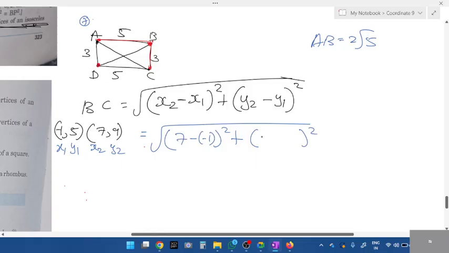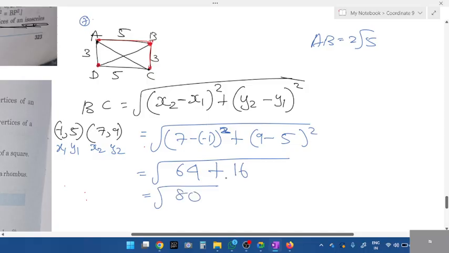Next. Next one. How much is 7 plus 1? How much is 7 plus 1? How much is 8 square? Tell me the direct answer for the next one. 64 plus 16 is 80. Factorize 80. Be quick.